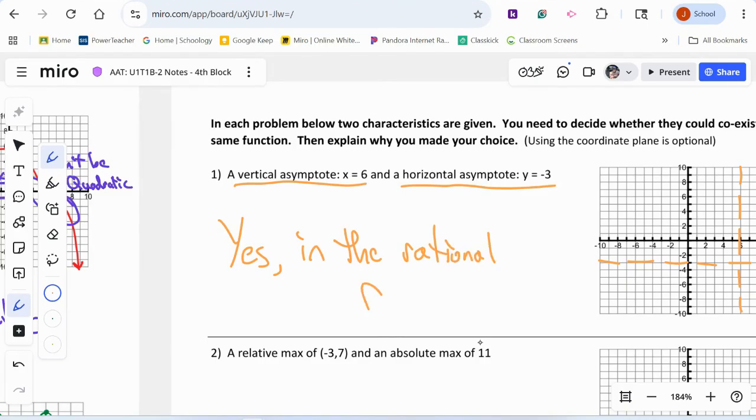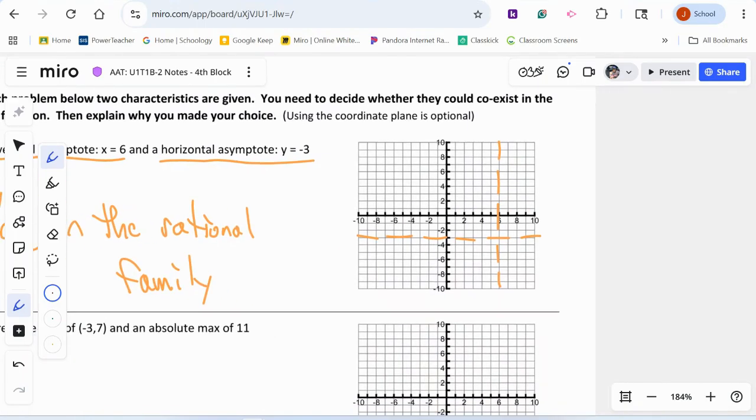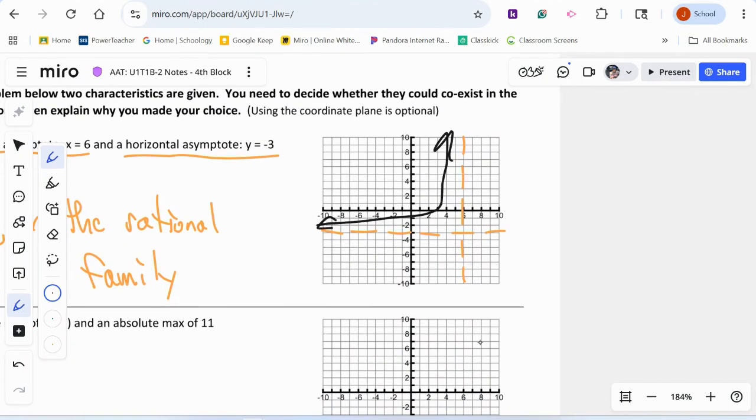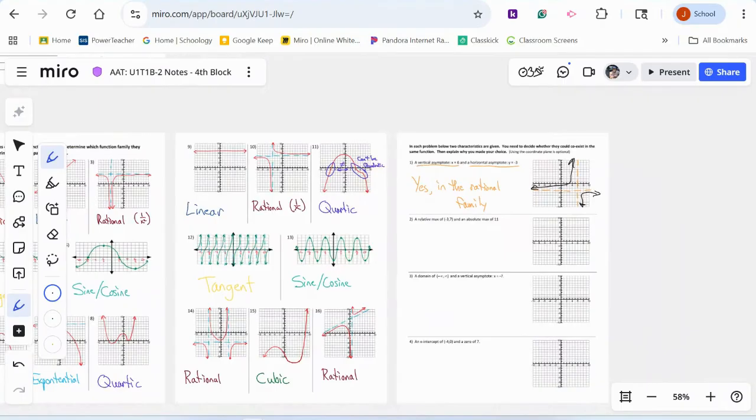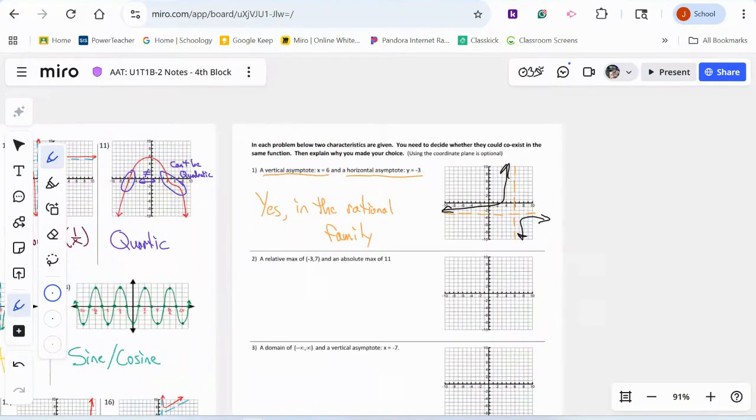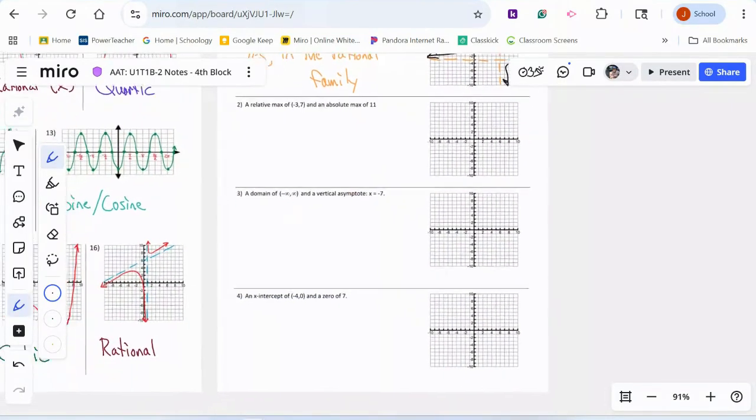Rational family. And then just give me a quick sketch, right? It doesn't have to be something good, just something that kind of looks like either of those two graphs, and that would get you full credit there. All right, let's look at number 3 here.